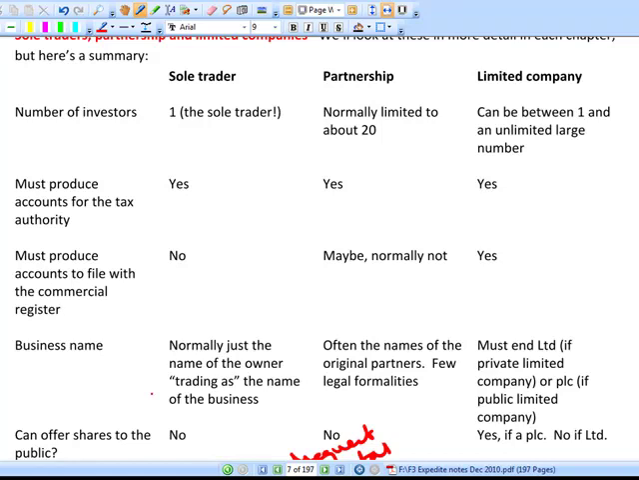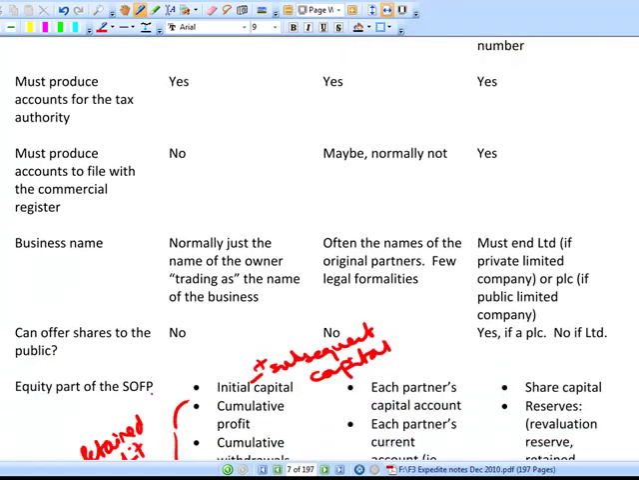And the reason is because often partners have unlimited liability for the debts of the business. A sole trader, by the way, although as accountants we consider them to be a separate entity, legally there's no distinction between the two. So if a sole trader runs up large debts, then they are personally liable for those debts. They don't have any limited liability for business debts. And the same is true in simple partnerships. The business name has no formalities. It's often the name of the original partners, that's it, and they can't offer shares to the public.